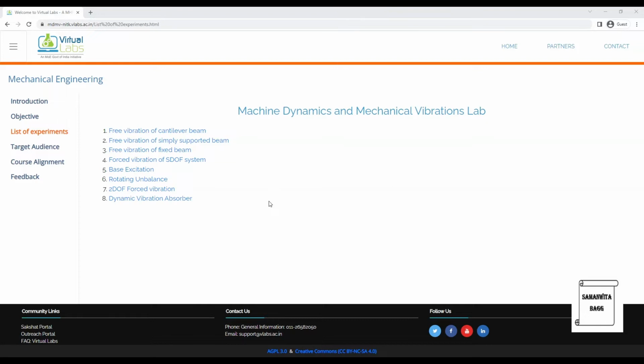Next session on virtual labs. In this session, we are going to study the last experiment of the Machine Dynamics and Mechanical Vibrations lab. The title of the experiment is Dynamic Vibration Absorber.